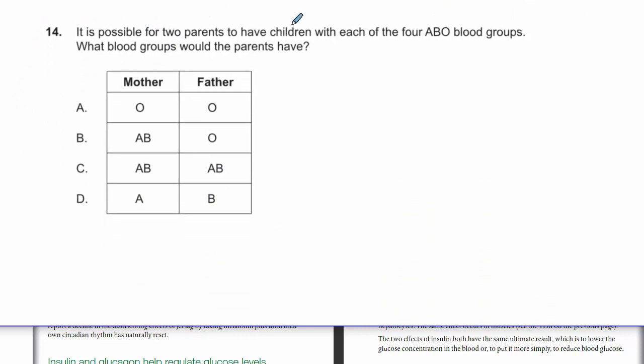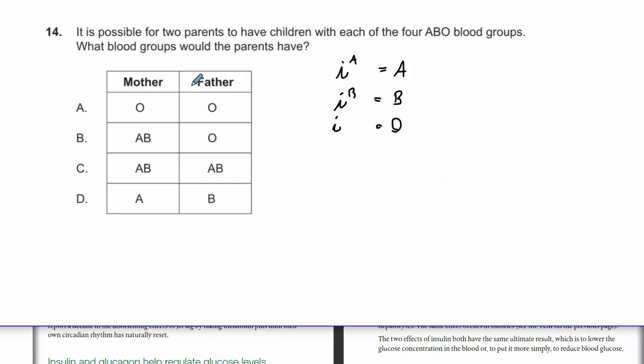14. Is it possible for 2 parents to have children with each of the 4 ABO blood groups? What blood groups would the parents have? And the answer is yes, it is possible for 2 parents to have children with all blood groups. So when we write this, you can either write it like this. So you do I and then A. This is the gene for blood type I, and so on. But let's just use A and B, and O would be the I without anything, and this would be capital B. Okay.